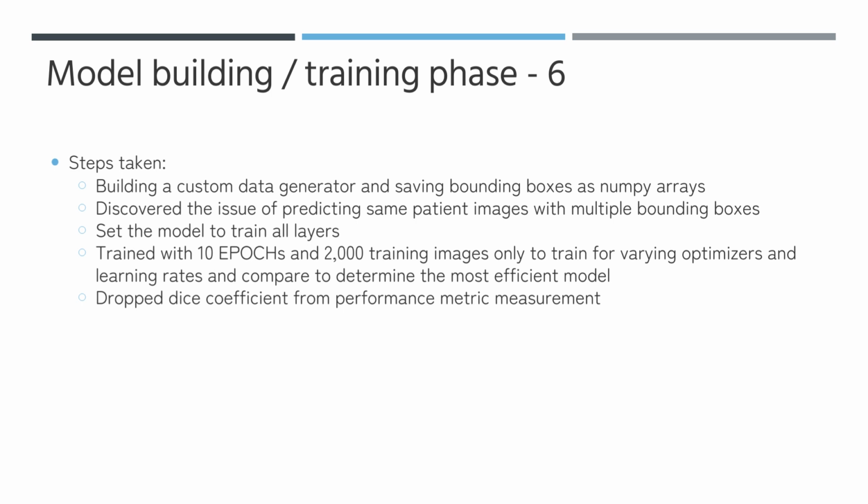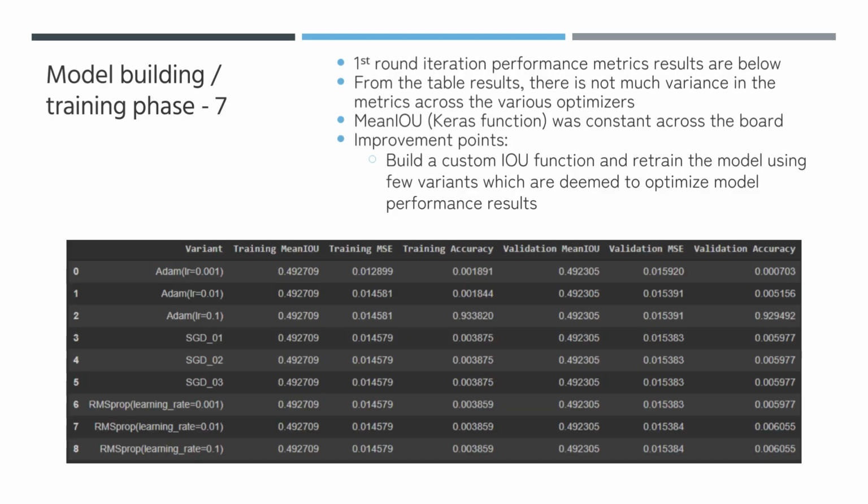Now, we will begin training the model. Instead of previously only training the final layer, I would now set the model to train all the layers. Next, I would use a small number of epochs to train a few variants of models, and I will train and make small improvements on the decided variant for a higher number of epochs. I have also dropped the performance metric of dice coefficient as it would be a duplicate to IOU. Performance results are shown in this table.